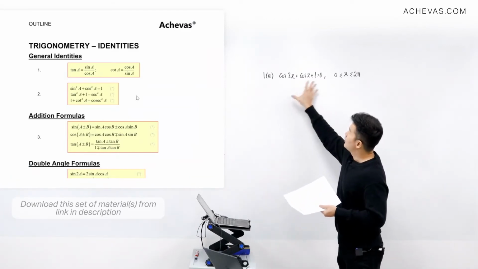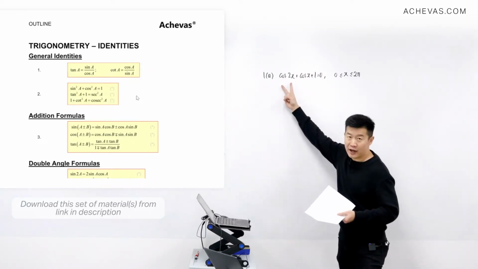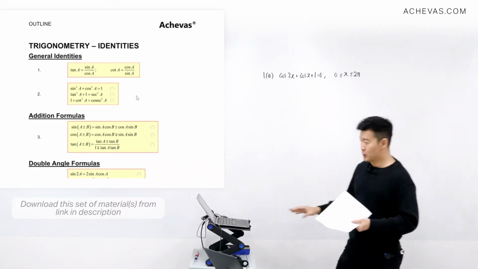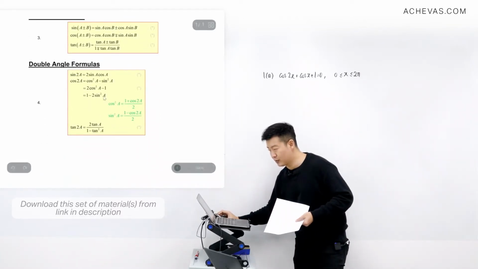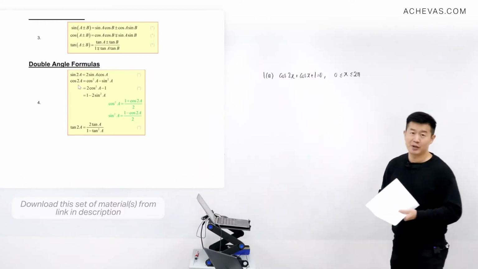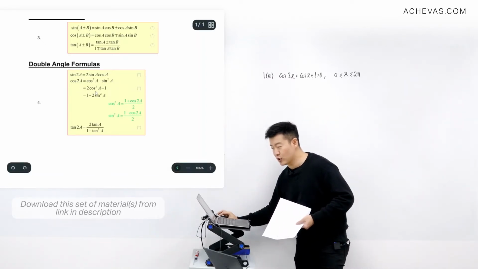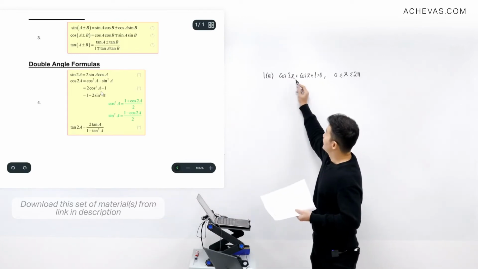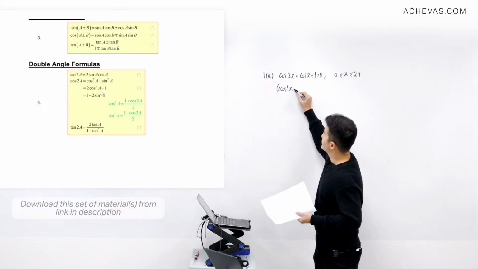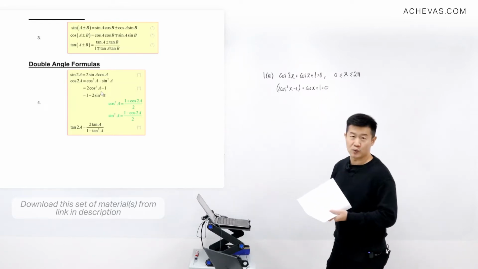So how about re-expressing this so everything is in terms of cosine x, because now we have a cosine 2x and a cosine x. I don't think we can solve it in this way. So I'm going to make use of this double angle formula to attempt to re-express cosine 2x such that it can become a cosine x. And I'm going to make use of this: cosine 2a is equal to 2 cosine square a minus 1. So this, I'm going to rewrite as 2 cosine square x minus 1, then plus cosine x plus 1, this is equal to 0.